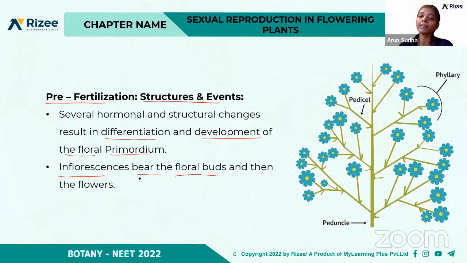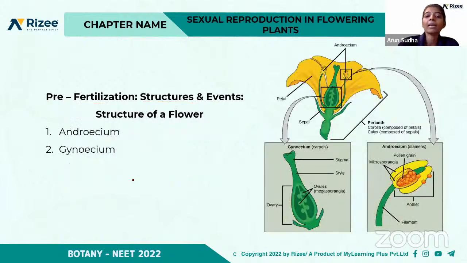So then it develops the male and the female reproductive structure. What are the changes that are happening due to the hormonal changes and the structural changes? It results in the development of the pre-fertilization structures, that is the formation of androecium and the gynoecium. So we'll see in detail about the androecium and gynoecium. Pre-fertilization structures and events involve the androecium and gynoecium.